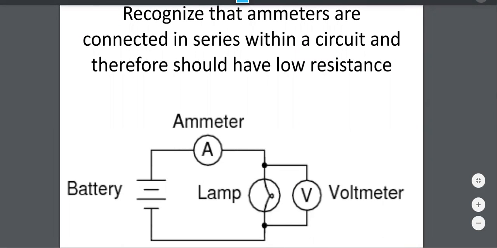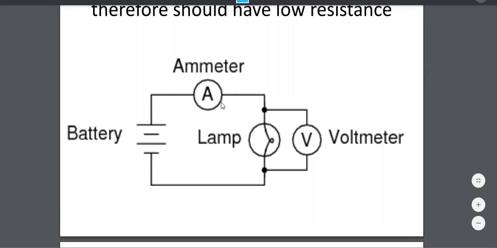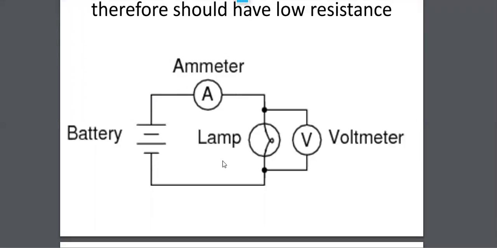Recognize that ammeters are connected in series within a circuit and therefore should have low resistance. If you don't already have some kind of a schematic like this in your notes, agreeing with what I drew on the chalkboard, I drew a parallel circuit with 2 resistors, R1 and R2, and I put voltmeters across each one of the resistors and ammeters in each branch and an ammeter outside of the battery with a voltmeter across the battery. If we have unlimited ammeters and voltmeters, we can measure the current everywhere.